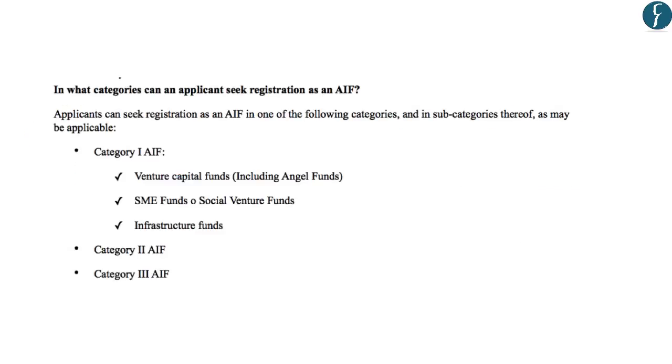Now, secondly, it says, in what categories can an applicant seek registration as an AIF? Here it mentions that applicants can seek registration as an AIF in one of the following categories, including the subcategories as may be applicable. These categories are Category 1 AIF, which includes venture capital funds, including angel funds.